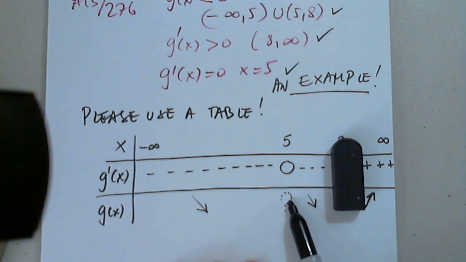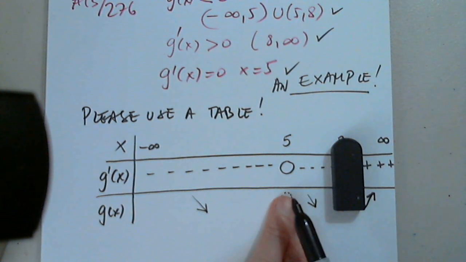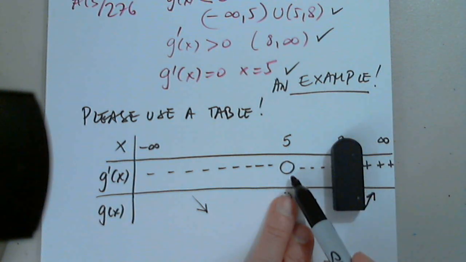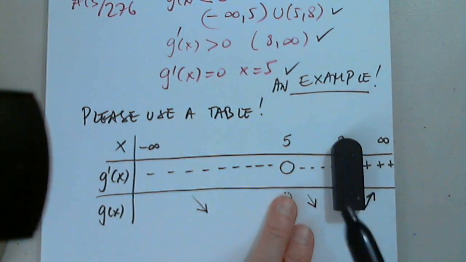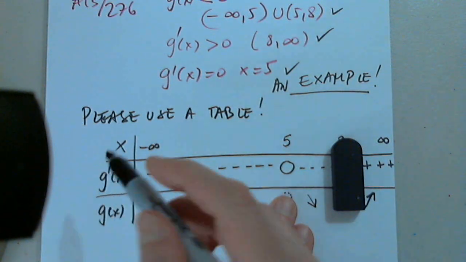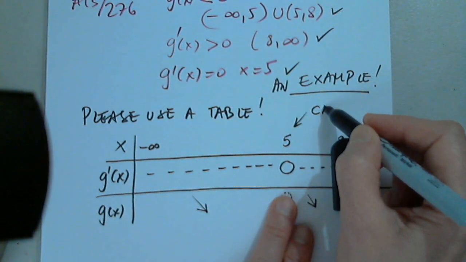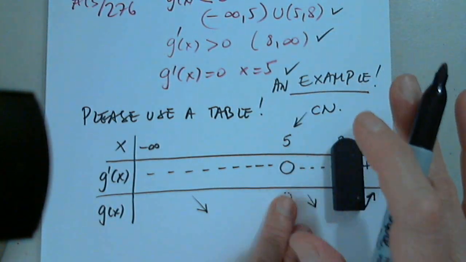Question, before you look here. 5 comma whatever number you want. At 5, the derivative is 0. Is 5 a critical number? Yes. Every time the derivative is 0 or undefined, this is a critical number. Critical number.